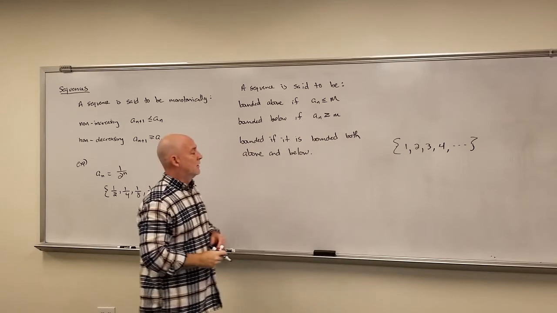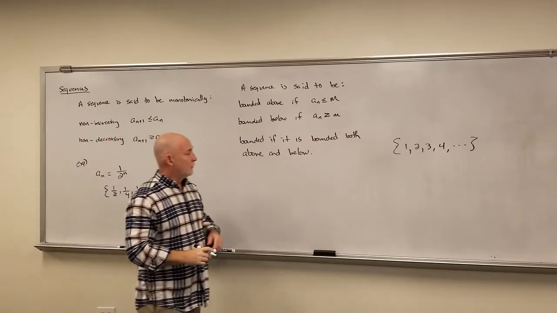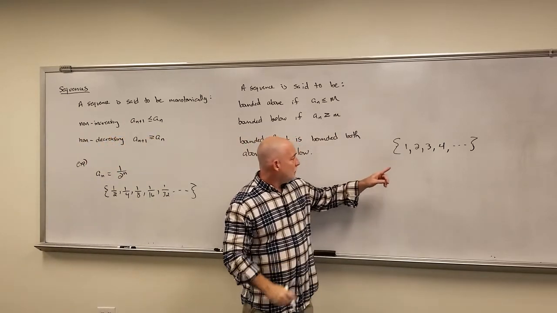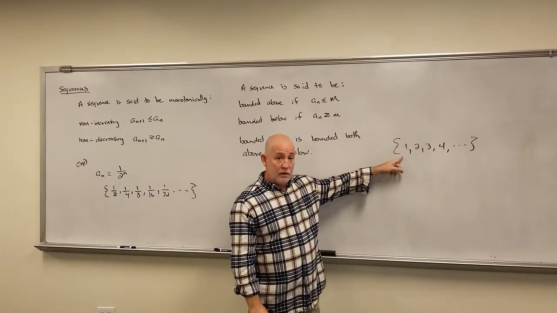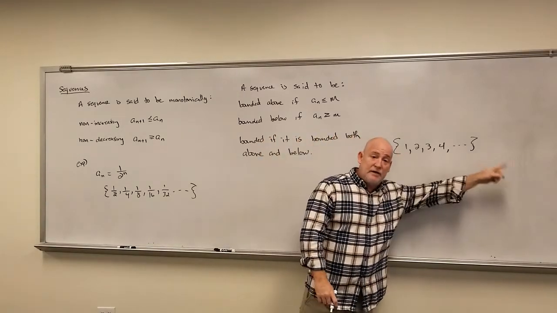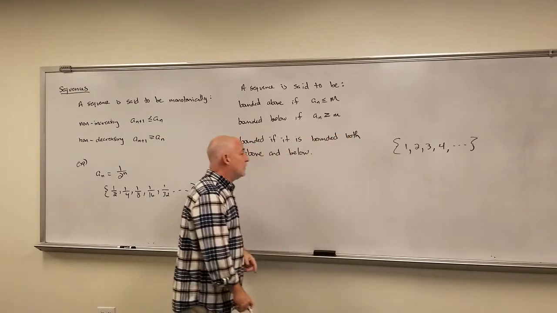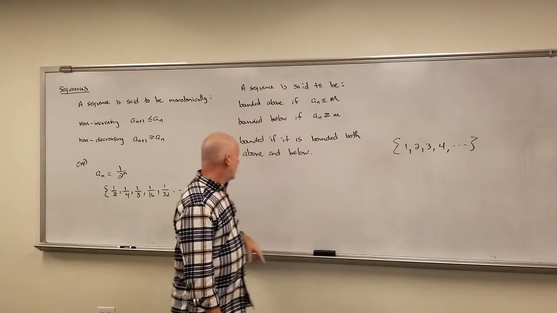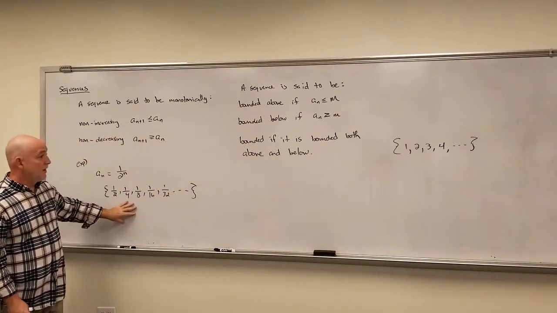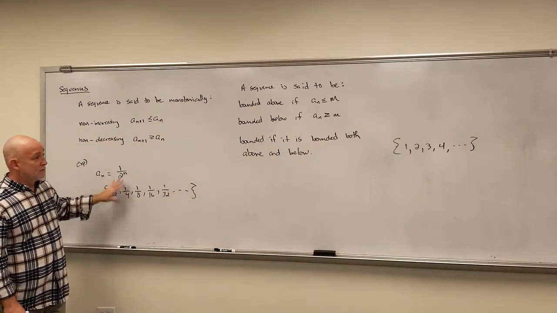A very easy example of one that's not completely bounded is just our natural numbers, right? This is bounded below. The lowest value this possibly has is 1, but it's not bounded above, right? That thing goes out there to infinity. So that would not be bounded. This is only bounded below. This one, since it's bounded above and below, would just be called a bounded sequence.